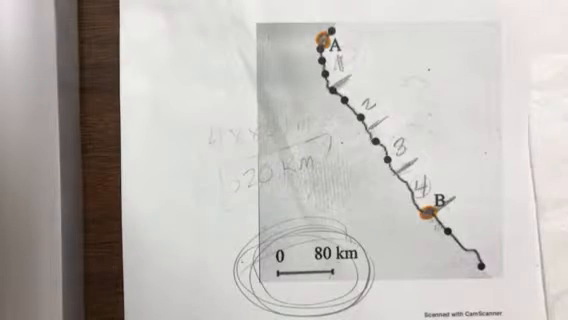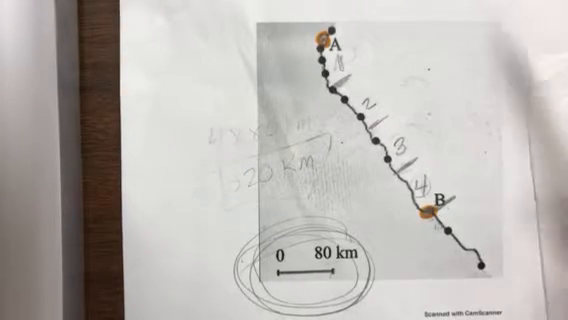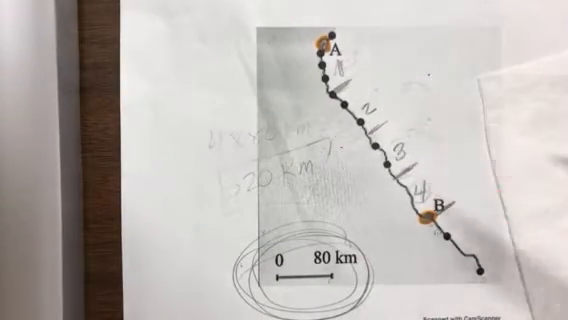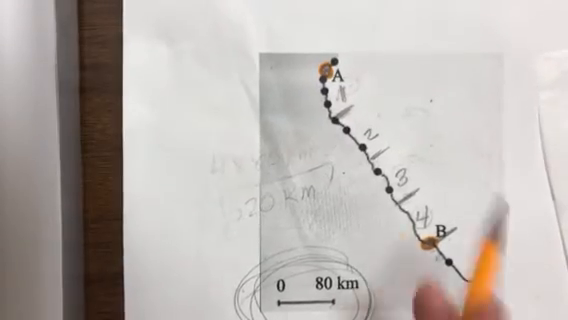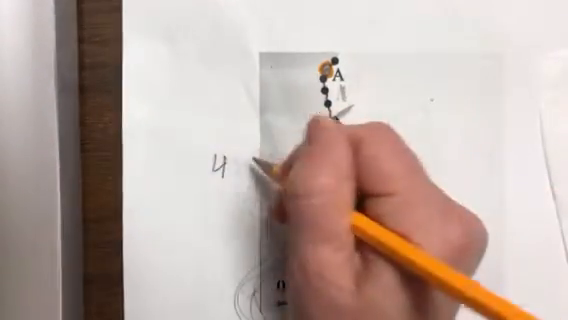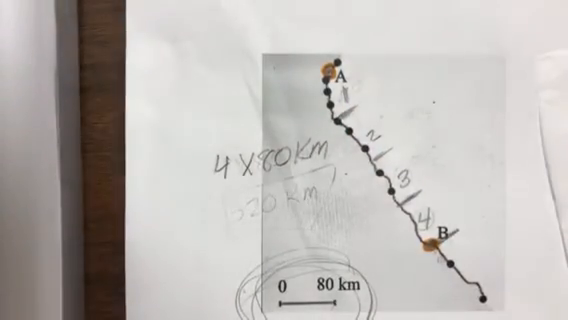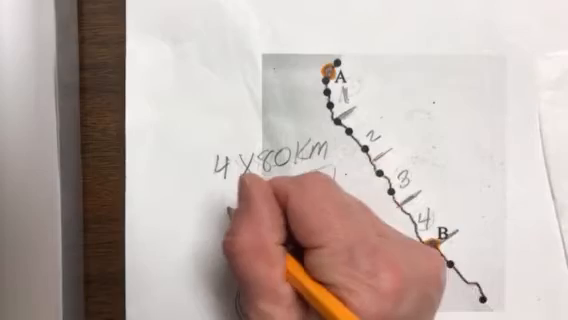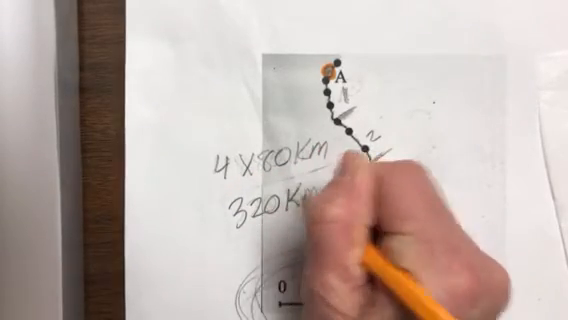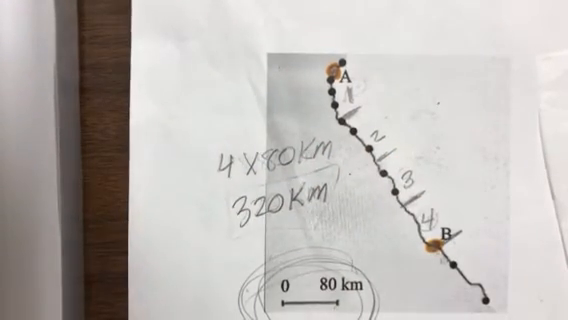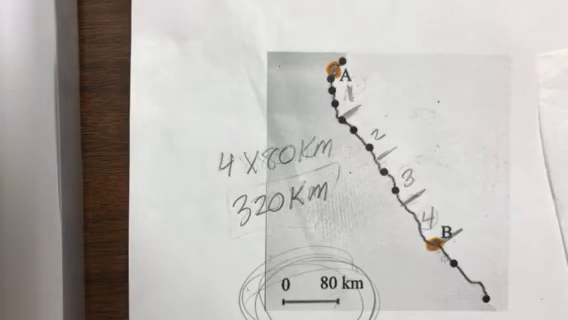If the scale is equal to 80 kilometers and it took us 1, 2, 3, 4 lengths of that scale to get from town A to town B, then I'm just going to do 4 times 80 kilometers to get that distance. 4 times 80 kilometers is 320 kilometers. So the real life distance between town A and town B is 320 kilometers.